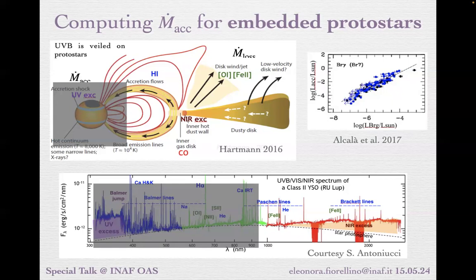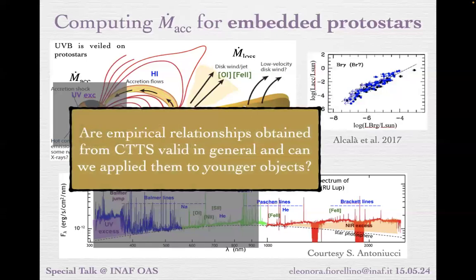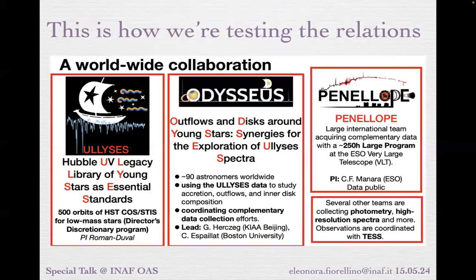However, these relationships were developed with Lupus data, and it is good to ask ourselves whether those empirical relationships can be applied to whatever region, whatever objects, and also whatever evolutionary stage of the star formation process. And for this reason, I'm working in the worldwide collaboration ULLYSES, ODYSSEUS and PENELOPE, also to answer this question.